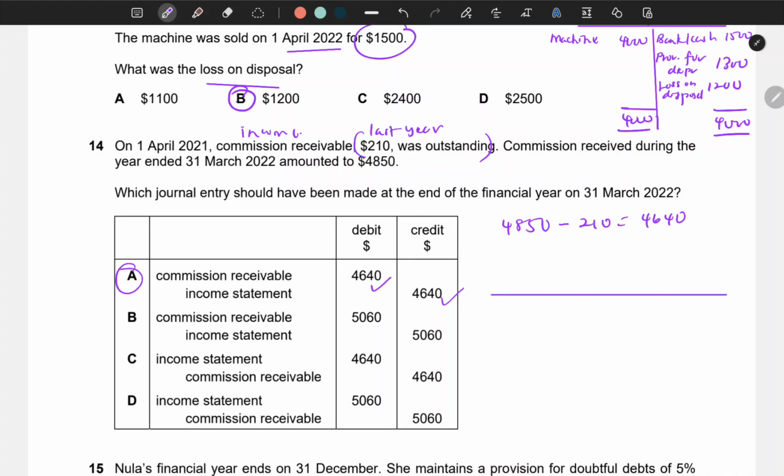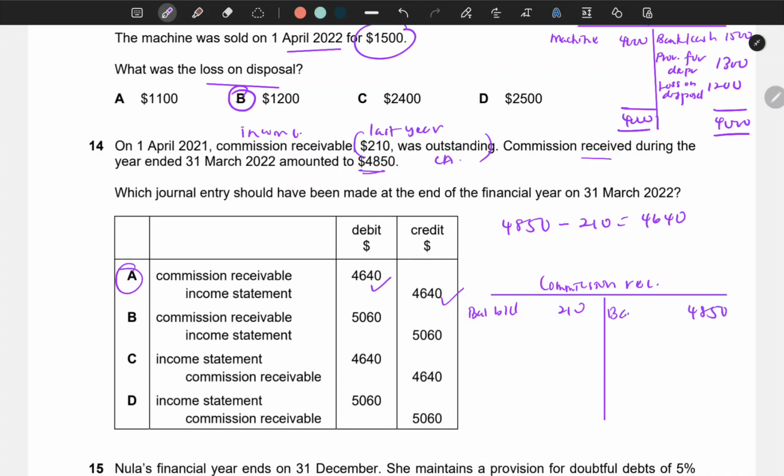If you cannot understand, it is better for you to open the commission receivable account. So you can see the outstanding commission receivable, so it's an accrued income. Accrued income is basically a current asset, so the balance will be here. The balance will be 210. You receive 4,850. When you receive the money, you will credit commission receivable 4,850.